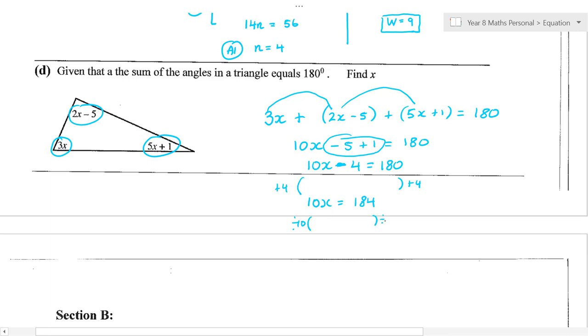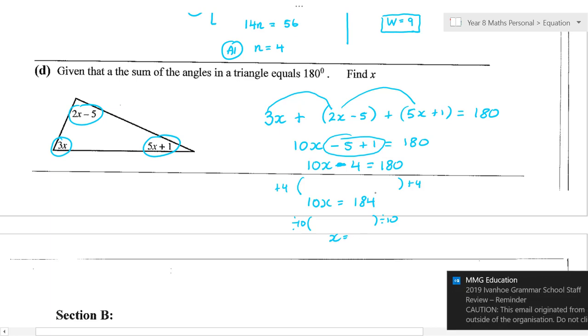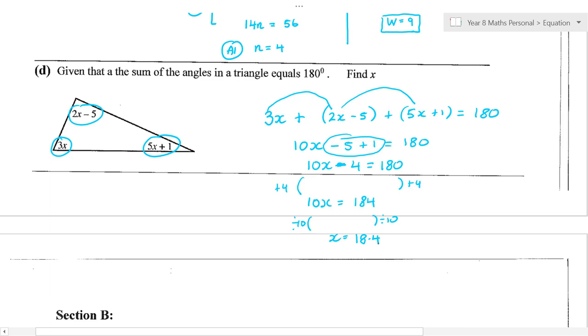If we do that in a calculator, that's going to give us x is equal to, well, in actual fact, when dividing by 10, we can move the decimal place 1. So that's 18.4. Okay, and that's your answer. x is equal to 18.4.